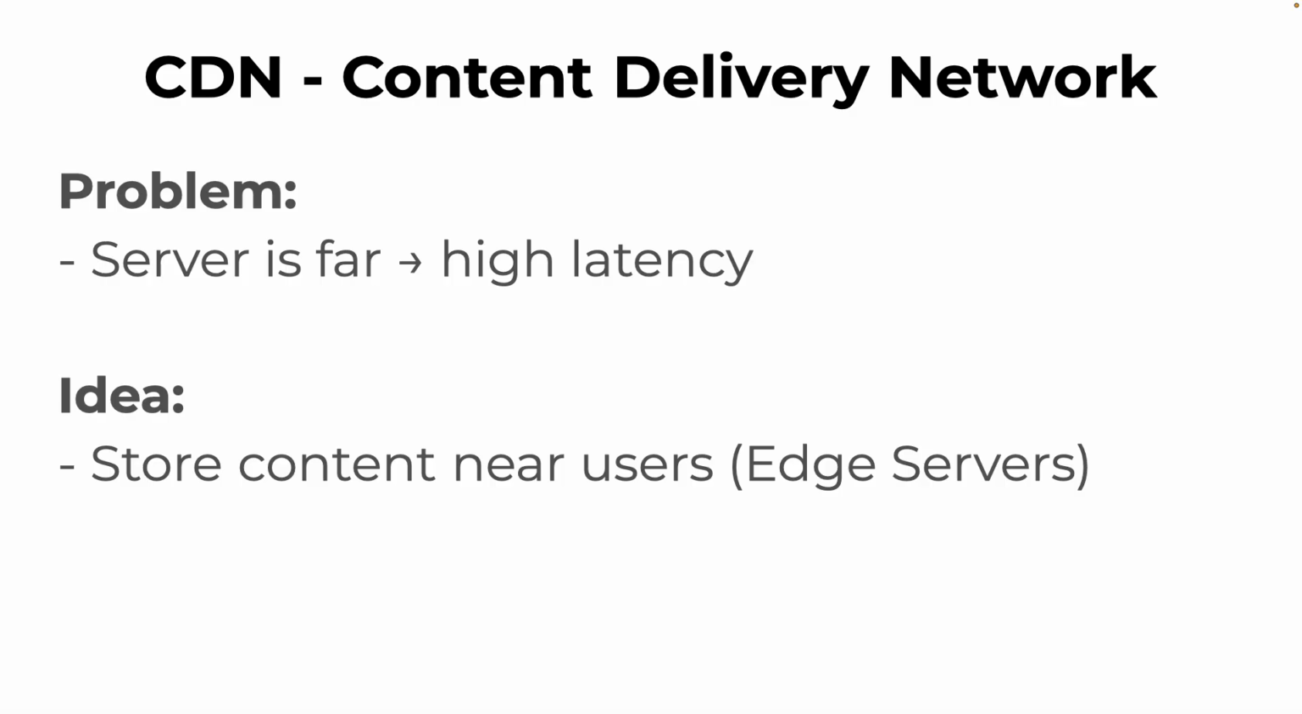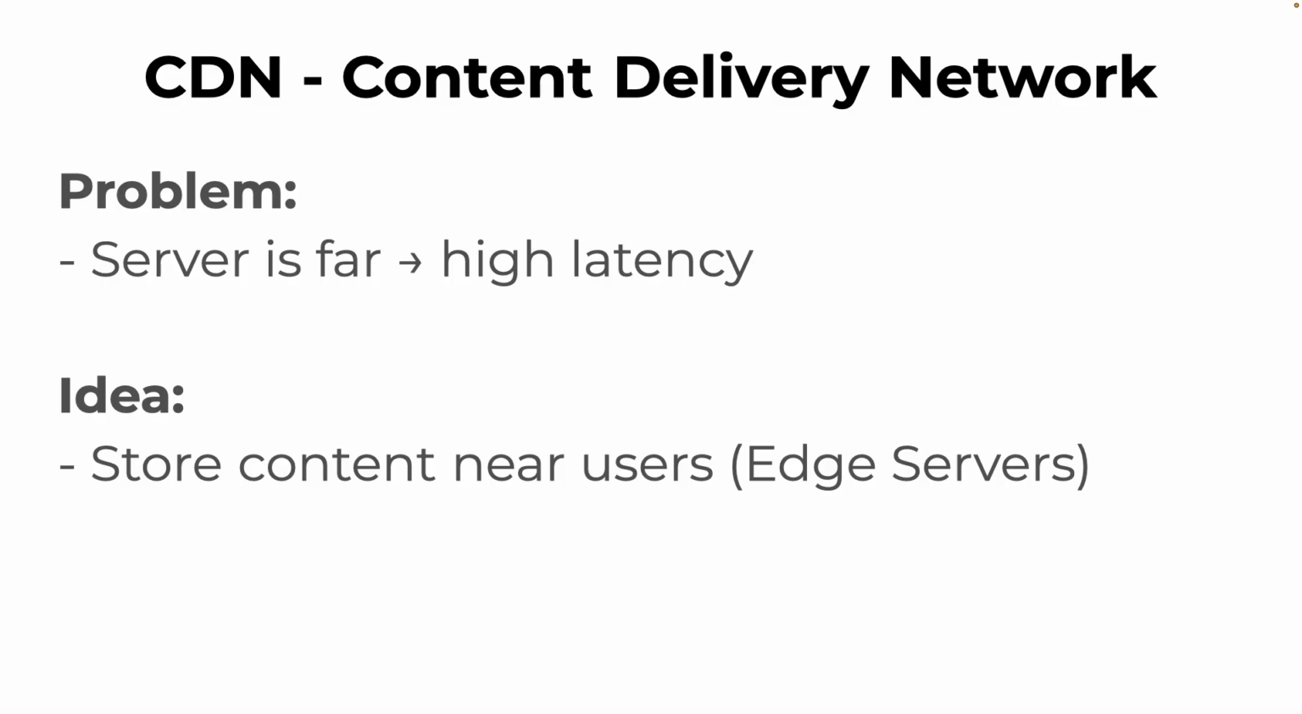The problem. Imagine if a user is in India and requesting a content from YouTube or Netflix, which have their servers in the US. Then that user will experience high latency as the data has to travel across the world in order to deliver. So the idea is, instead of serving the content from one location, we store the content closer to the user using something called edge servers.